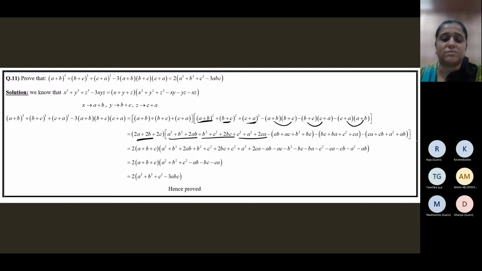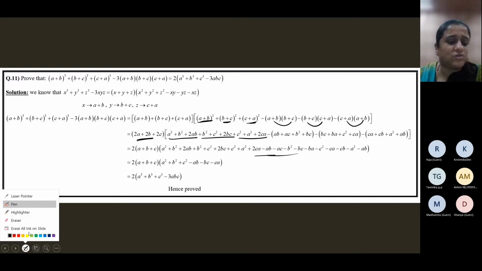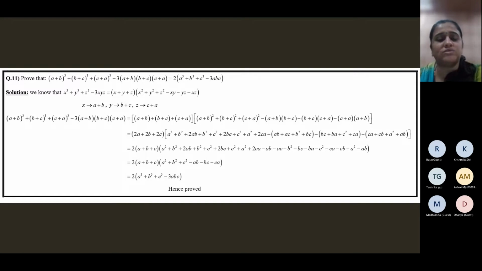All right, that's the next step. And then open the bracket. Next step, open the bracket and simplify. That's all. Once you just use the identity and expand, that's all. Then it's only about simplification. Then remove the brackets, and you'll have to simplify the like terms.